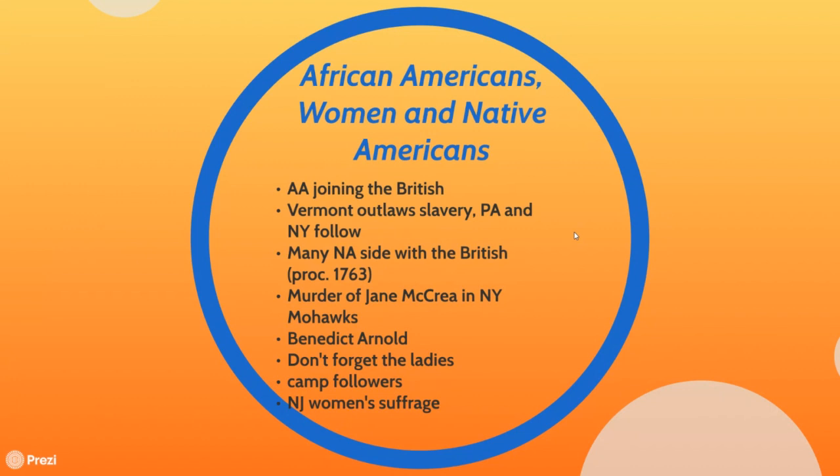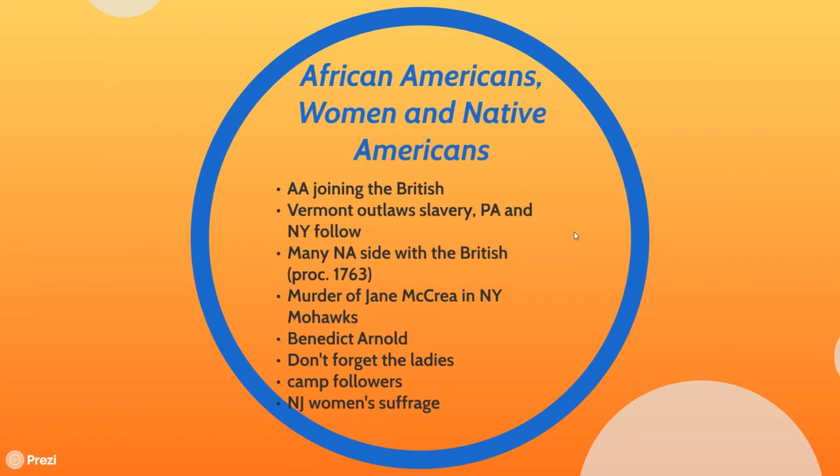Camp followers were on both sides. Again, these are people who served as nurses, cooks, and people who supplied the soldiers that fought in the war. And these were made up not just of women, but also of African Americans that supported the war effort on both sides, mostly on the British, but some on the American side.